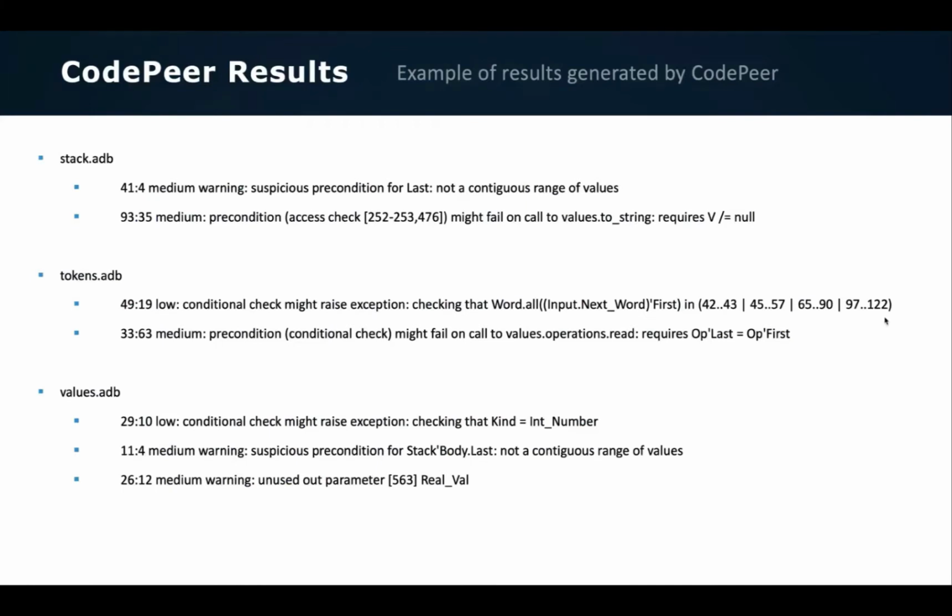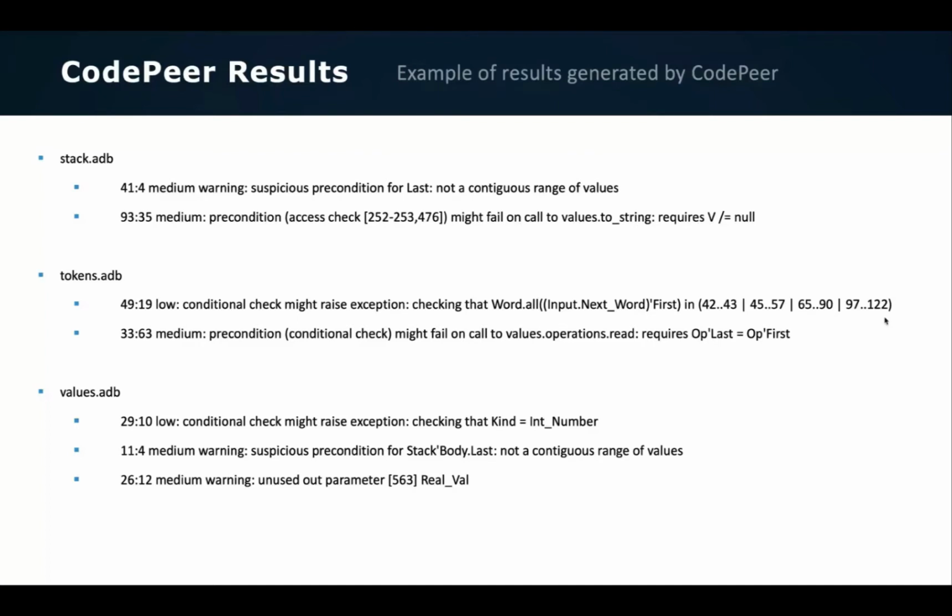So let's take the bottom one here, values.adb, line 26, column 12. We have a medium warning. CodePeer is telling us that there's an unused out parameter, and that out parameter is called real_val. So CodePeer detected that we have an out parameter that we're not storing a value in, and it's telling us the name of the out parameter, and it told us the line column information. Now you might be thinking, what's the medium and low thing?